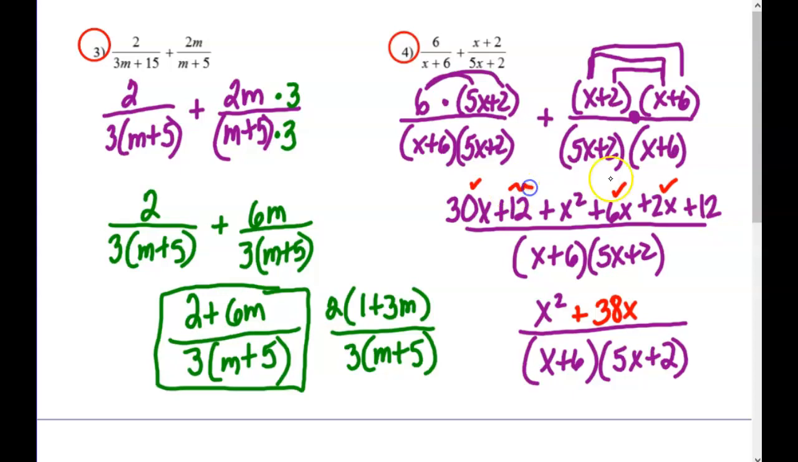And then I had a 12 and a 12 back here, so plus 24. I don't think that's going to factor, so I think that's our answer, because nothing's going to reduce anyway. Somebody checking, does that look right? Okay.